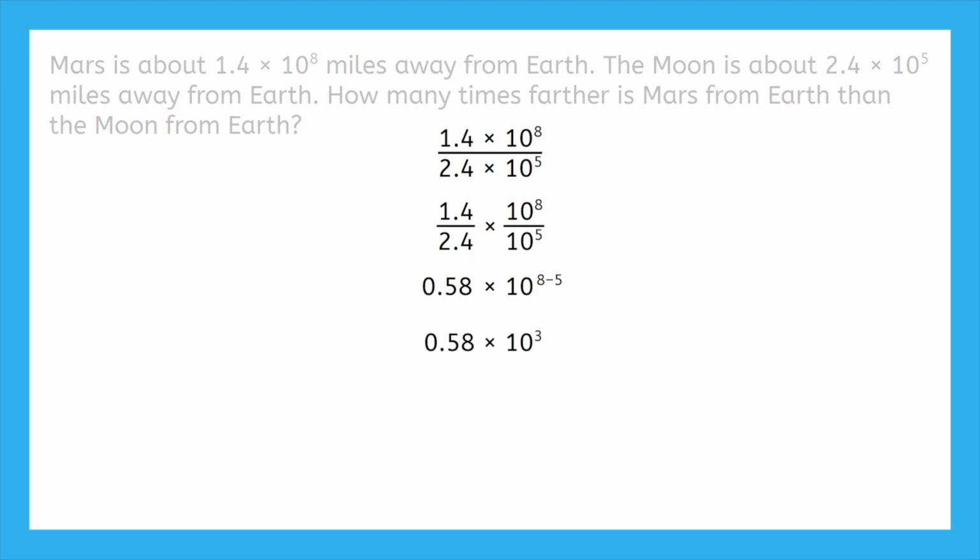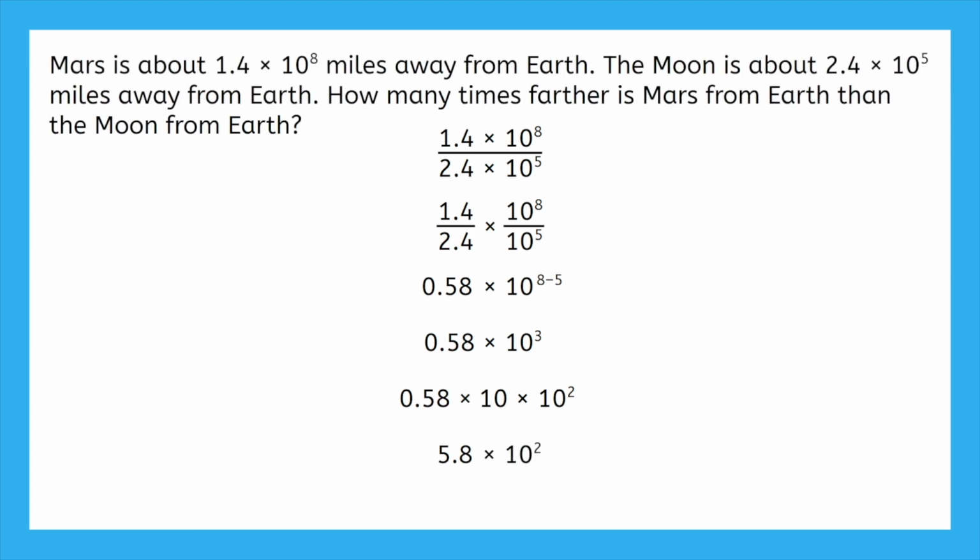Is 0.58 times 10 cubed in scientific notation? No, the coefficient is too small. To adjust, we can remove a 10 from the power of 10. That'll decrease the exponent by 1, giving us 10 squared. We'll multiply that 10 by the coefficient, and 0.58 times 10 is 5.8. So Mars is 5.8 times 10 squared, or 580, times farther from Earth than the moon is from Earth.